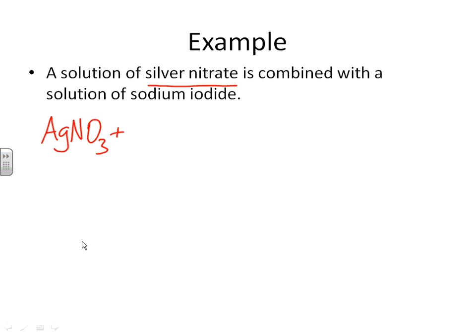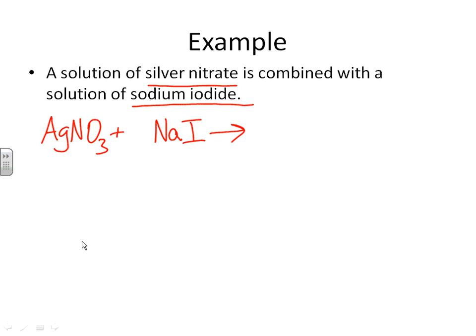And then it's combined with a solution of sodium iodide. Sodium, Na, group 1, that's +1. Iodide, I-1. It's in group 17. It's a halogen, so its charge is going to be -1. So sodium +1, iodide -1. They're going to combine in a 1-to-1. These are the only things that react.